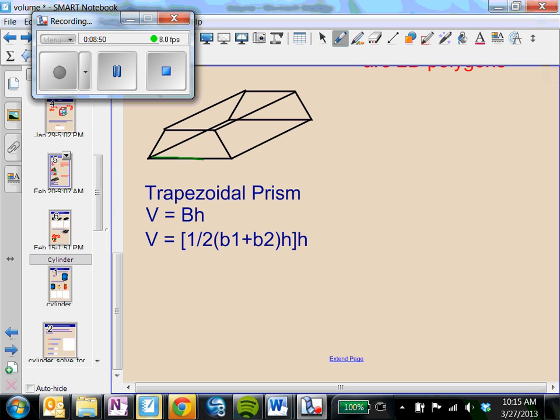So here we have to find the two bases of our trapezoid, put those in the formula, adding them together. We have to find the height of the trapezoid, which is the perpendicular distance between the two bases. Put that in the place of this h right here that goes with our trapezoid. And then we have to find the height of the entire 3-dimensional figure, which is the perpendicular distance between the two bases of the 3-dimensional figure.